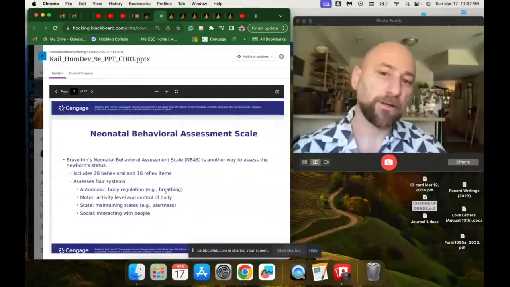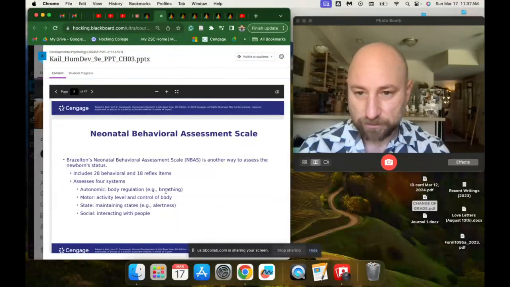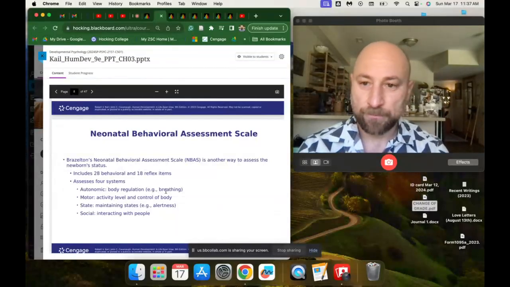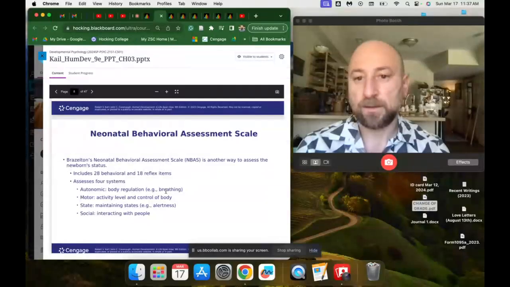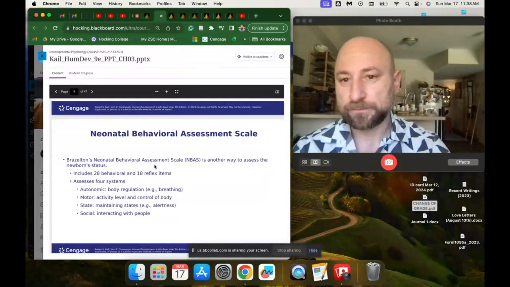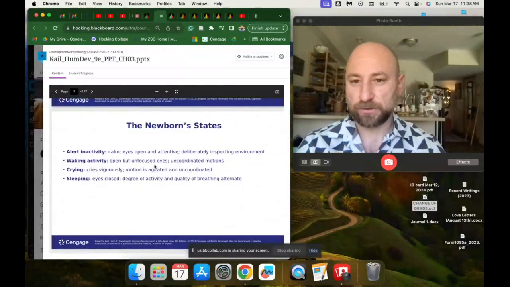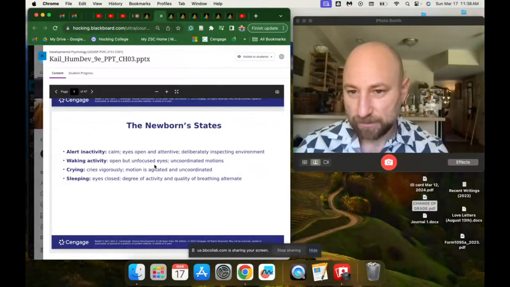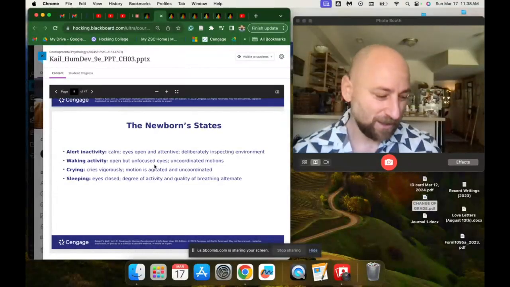There's also something called the Brazelton's Neonatal Behavioral Assessment Scale. This is 28 behavioral and reflex items, and it assesses 4 systems: autonomic, which is body regulation, like breathing, things like that; motor, ability to move the body; state, maintaining states like alertness and interacting with people. States of a newborn are basically alert inactivity, waking activity, crying, or sleeping. And that's what you get for a few months from a newborn.